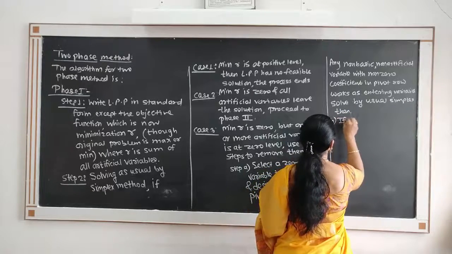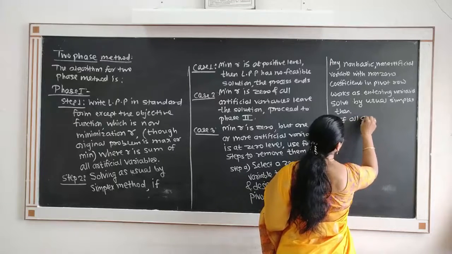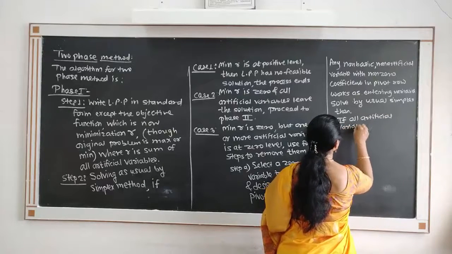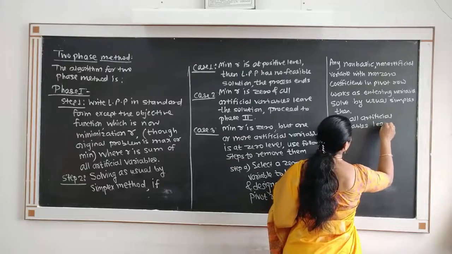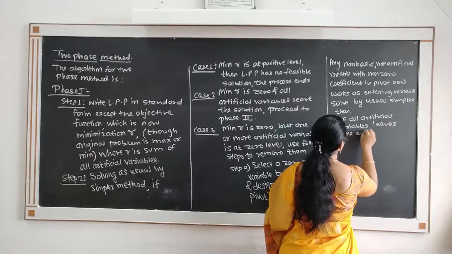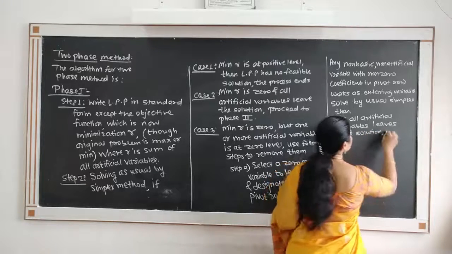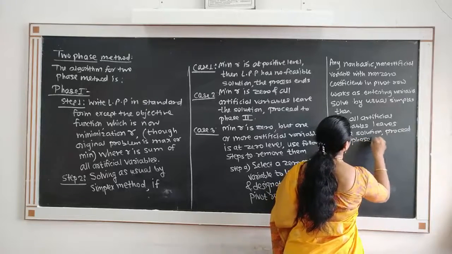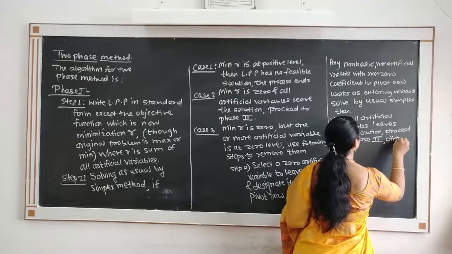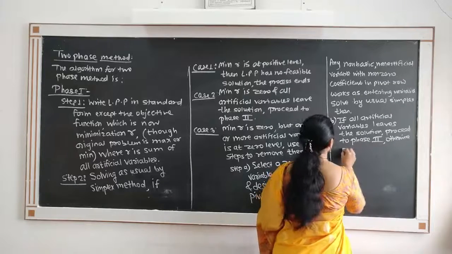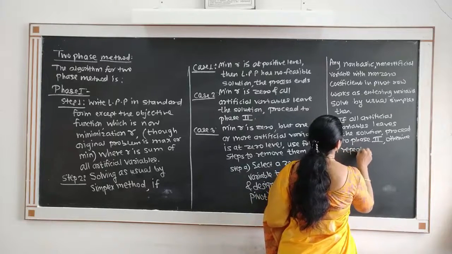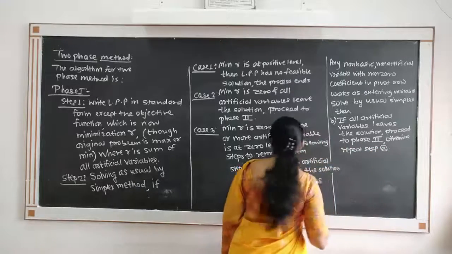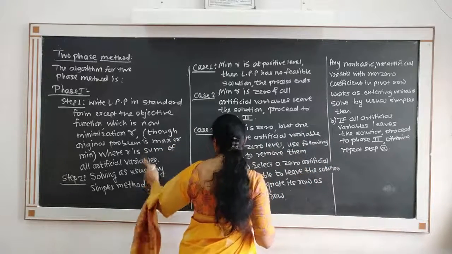If all artificial variables leave the solution, proceed to phase 2, otherwise repeat step A. So these are the cases in the first phase.